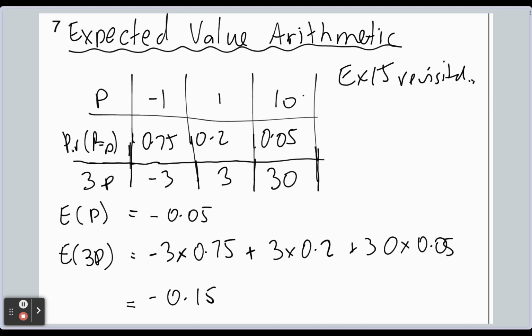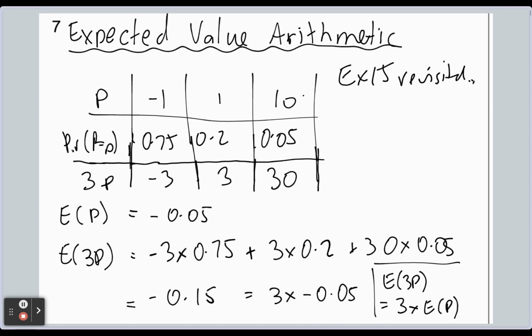Can you see the link between this and this? I'm hoping you've seen that this value here is 3 lots of negative 0.05. In other words, E of 3p is the same as 3 lots of E of p, which is great, which means that if we scale up our gain row, rather than having to do a recalculation, we can just take the original calculation and apply the same scale to it, and we'll get the new expected value. That's kind of handy.